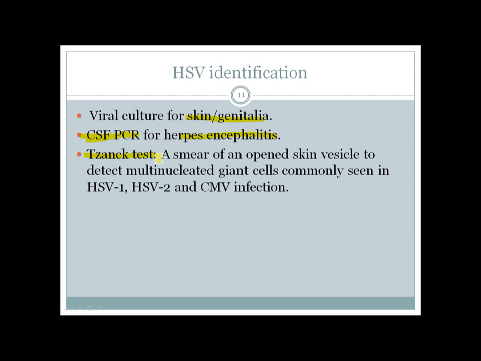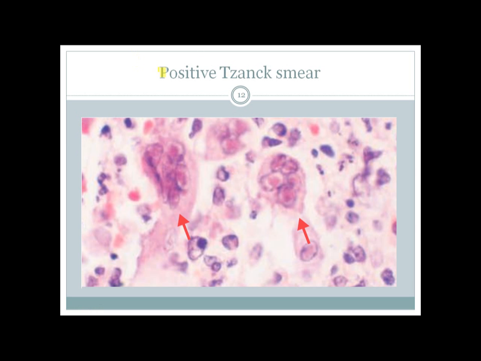So first you have to rupture a blister and take a smear of an open vesicle or blister, and then you have to detect multinucleated giant cells, which are commonly found in herpes simplex virus type 1, 2, and Cytomegalovirus infection. So here we can see a positive Tzanck smear, and a positive Tzanck smear would show some multinucleated giant cells. So here we have one nucleus, 2, 3, 4, 5, and here you have another one. So those are positive Tzanck smears present in type 1, 2, and also Cytomegalovirus.